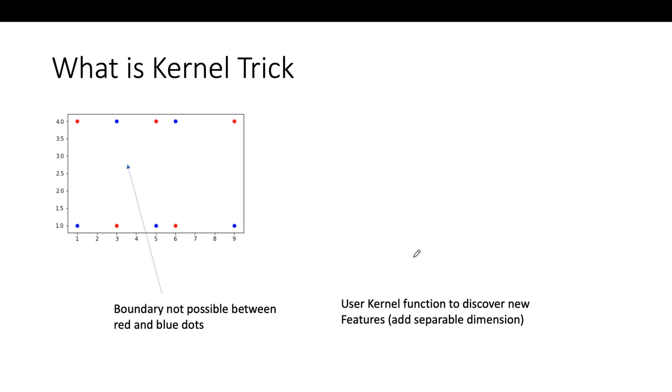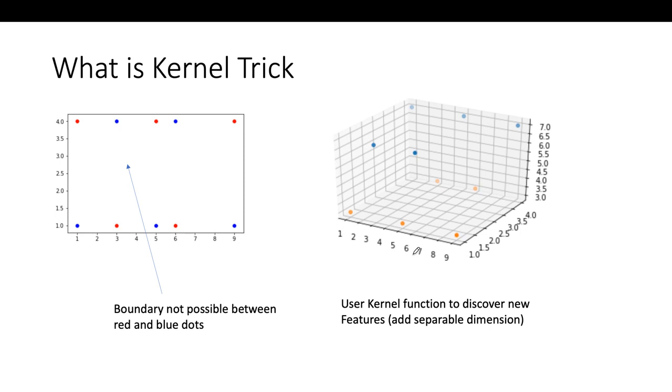If we use a kernel function to add a new dimension, then we see that in that new dimension these points are separable, right? Now you can see the red points and the blue points are separable, and we can have a hyperplane separating these two classes. So this is basically a very high level overview of the kernel trick by which we can use SVM for a non-linear decision boundary.